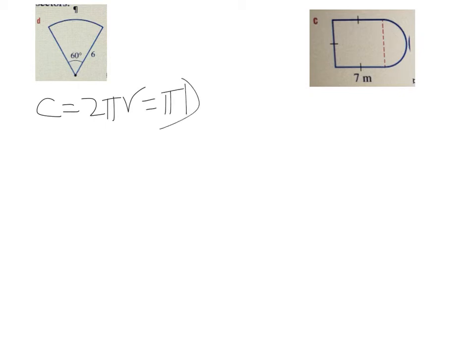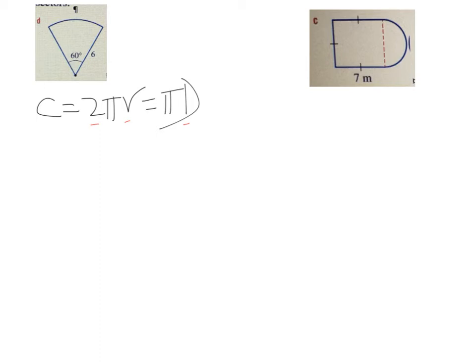where 2 times r is the diameter. So anyhow, that's what we know it is. But we don't have a whole circle here. We don't have a whole circle. What we do have is 60 degrees of a circle. So that's 60.